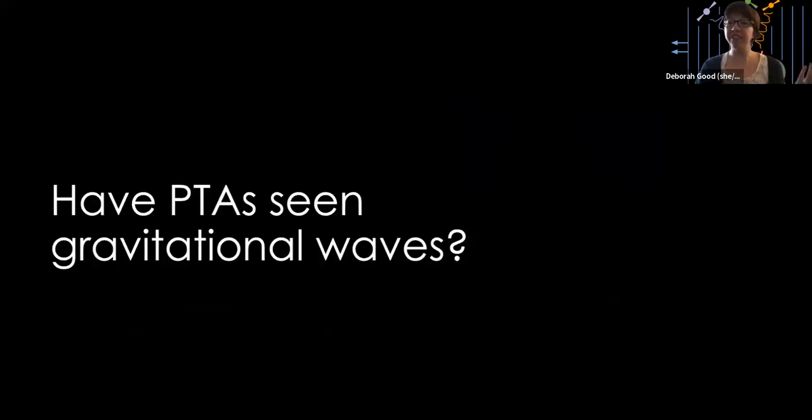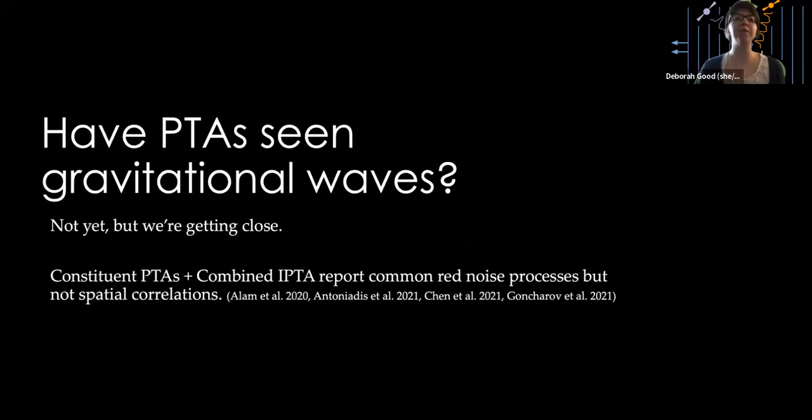So have we actually seen gravitational waves yet with pulsar timing arrays? Not quite, but we are optimistic that this is something that's on the horizon for us. Each of the regional PTAs that make up the IPTA, as well as the IPTA itself, have reported common red noise processes. So that's step one of finding a gravitational wave, but not the Hellings and Downs spatial correlation. So we're not able to say we've seen gravitational waves yet, but we're optimistic that this is something we'll see soon. We would expect this signal to grow over time.